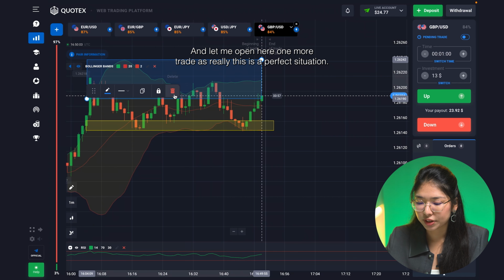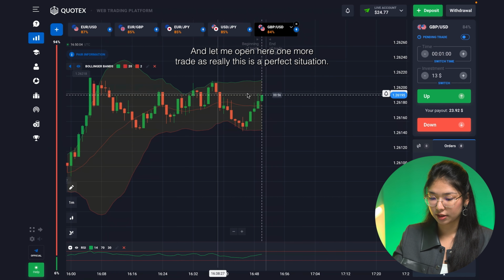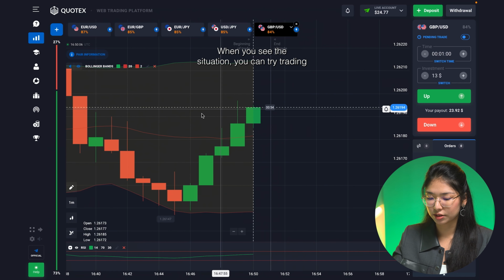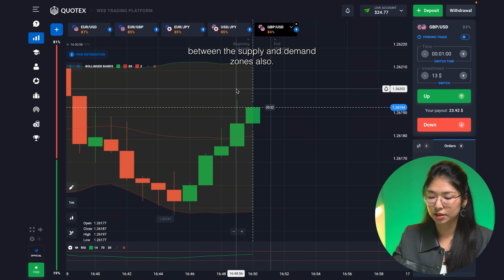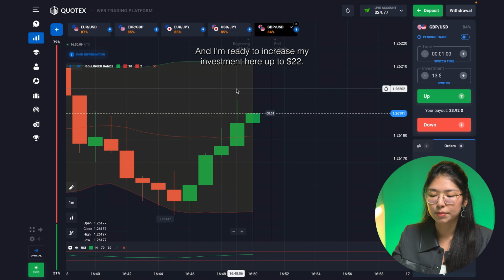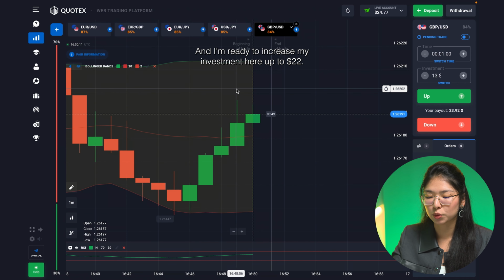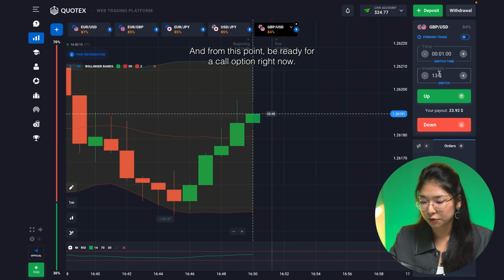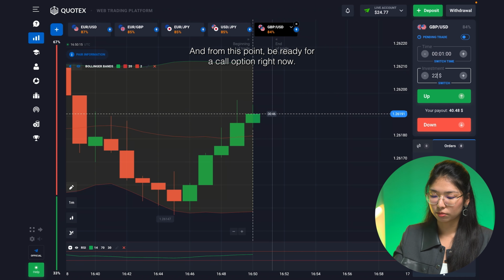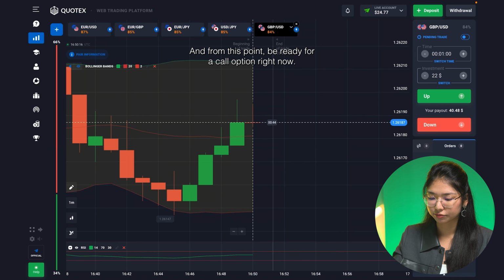So let me open one more trade here. This is a perfect situation. When you see the situation, you can try trading between the supply and demand zones also. And I'm ready to increase my investment here up to $22. And from this point, be ready for call option right now.